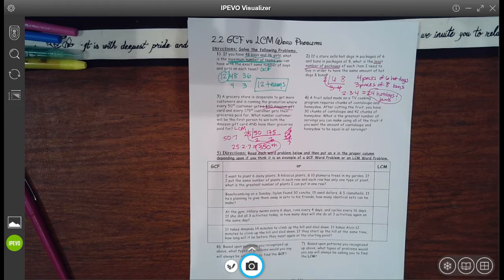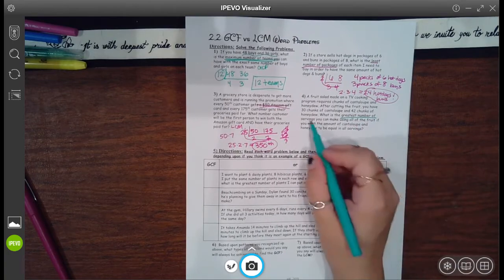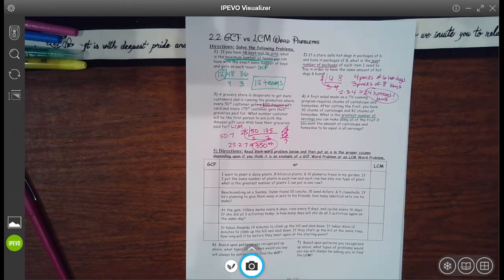All right. The last one says a fruit salad made on a TV cooking program requires chunks of cantaloupe and honeydew. After cutting the fruit, you have 30 chunks of cantaloupe and 42 chunks of honeydew. What is the greatest number of servings you can make using all of the fruit if you want the amount of cantaloupe and honeydew to be equal in all the servings?